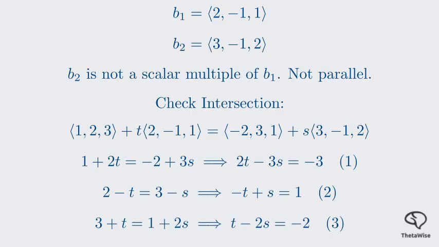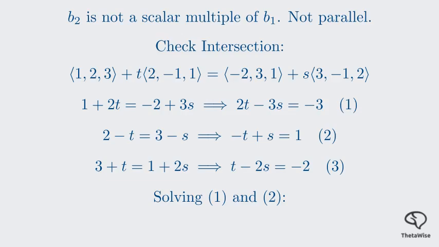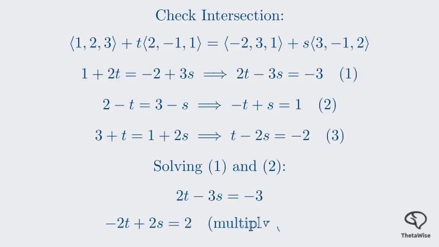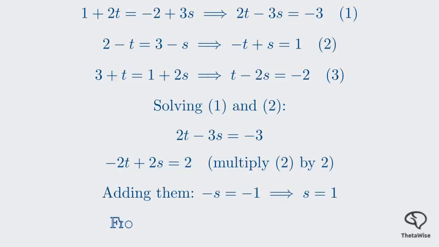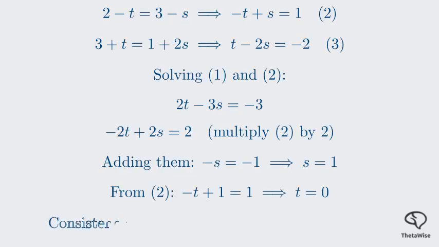Let's solve the first two equations. Multiplying the second equation by 2 gives us 2t + 2s equals 2. Adding this to the first equation eliminates t, leaving s equals 1. Substituting back into the second equation, we get t + 1 = 1, so t equals 0. We have a potential intersection at t = 0, s = 1.